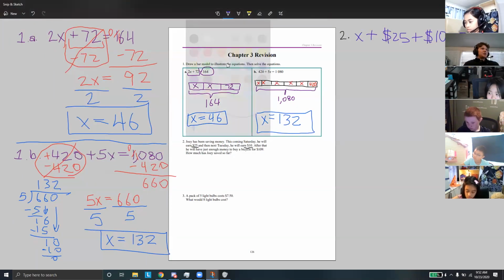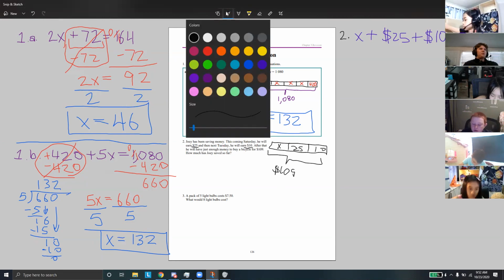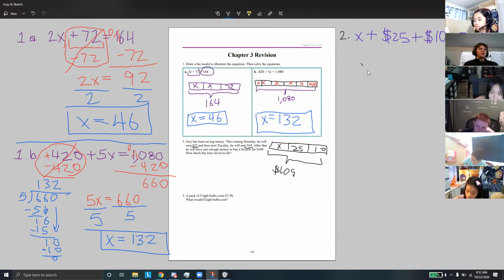I'm going to draw the bar model just so you guys can see it. Split into three things. We have an X, we have a 25, we have a 10, and then that all adds up to 109. Okay, so we can simplify this. 25 plus 10, we know that. So X plus $35 equals $109.